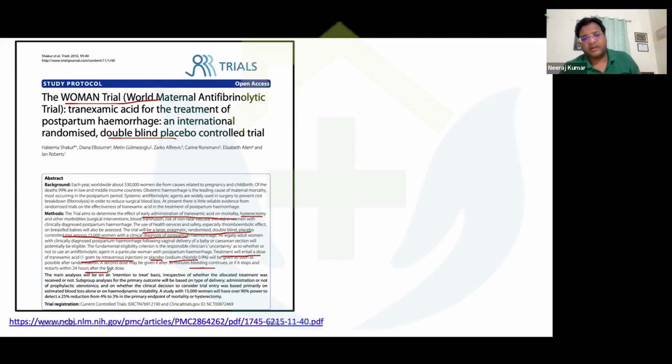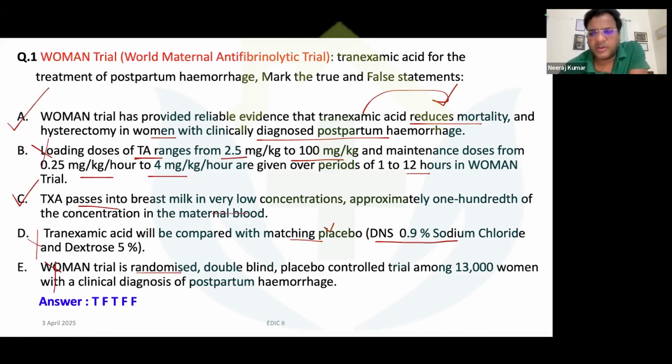So I will advise that you go and read this trial. So these are the various options of this question. Based on that, this is a randomized trial on 15,000, not 13,000, and here the tranexamic acid has been compared with a matching placebo, not DNS, it is only 0.9% sodium chloride. Okay, and then the dose is a 1 gram loading dose.